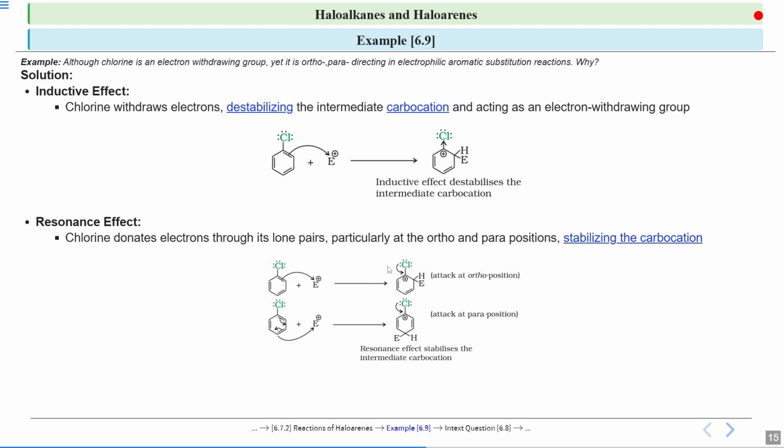Due to the resonance effect it is showing, it is stabilizing the carbocation also, particularly at the ortho and the para positions, because the electrons donated by the chlorine through its lone pairs are localizing on the ortho and para positions, increasing the electron density of the benzene ring at ortho and para positions, and you can say it will be easy for the electrophile to attack on the ortho and the para positions, and the carbocation which is forming will be stable due to the resonance effect. Okay.